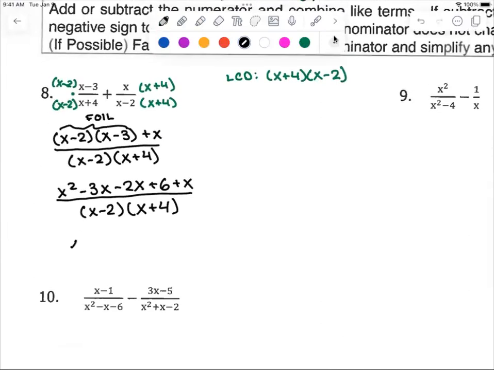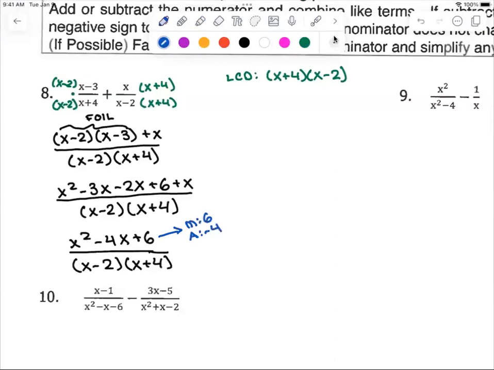So the top, when we combine our like terms, negative 3x minus 2x is negative 5x, plus x is negative 4x. Now we can factor and cancel like we were doing in the other examples. So this numerator, we're multiplying to 6 and adding to negative 4. Let's see, multiplying to 6 and adding to negative 4. Nothing works. 3 and 2, 6 and 1. We're done. That is your answer because that is a prime numerator. So you leave it like that. It cannot factor. Wonderful.